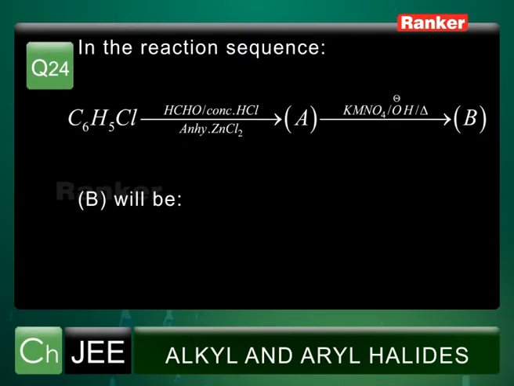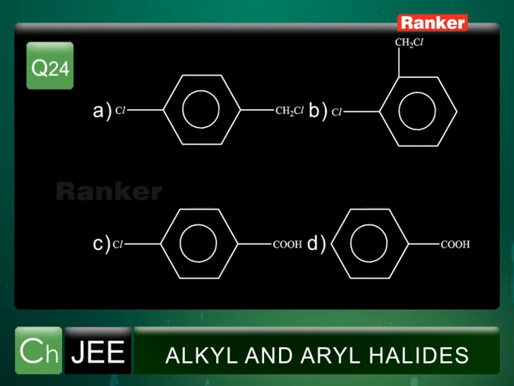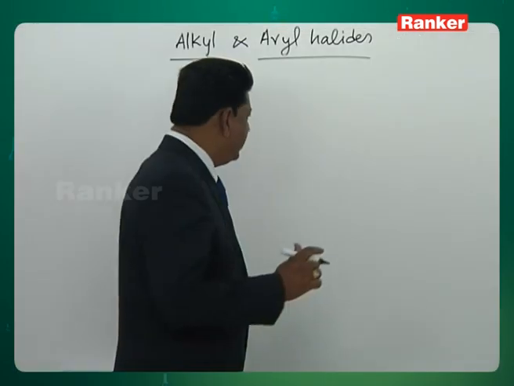The question is phenyl chloride, that is chlorobenzene, treated with formaldehyde in presence of concentrated HCl and anhydrous zinc chloride. Compound A is formed, which on oxidation with permanganate in basic medium and heating, compound B is formed. What is compound B, it is asking. So the options are given. A is parachlorobenzyl chloride, B is orthochlorobenzyl chloride, C is parachlorobenzoic acid, and D is ordinary benzoic acid. Now the reaction is here.